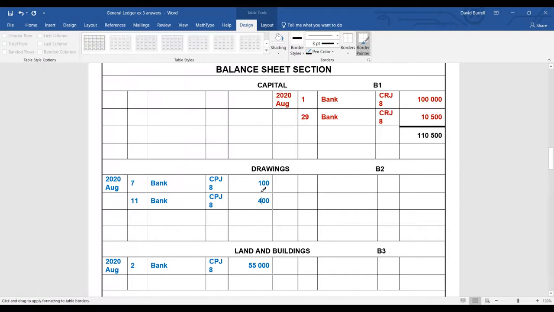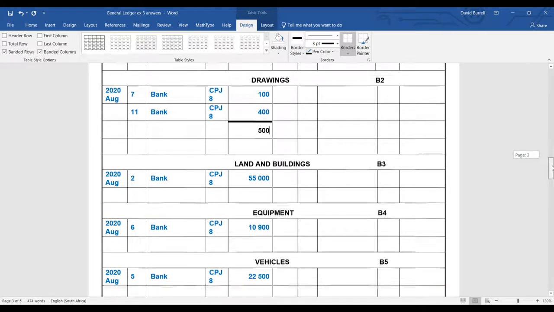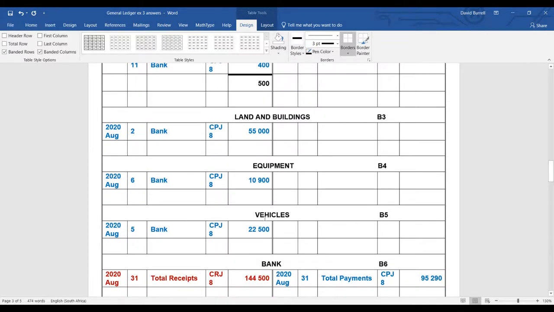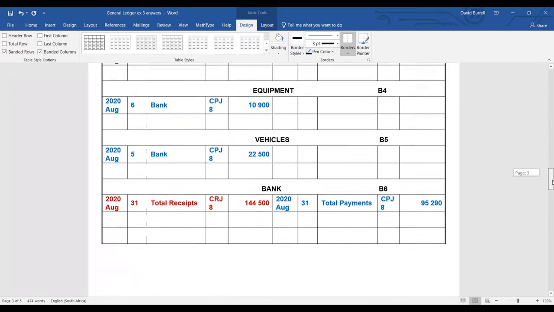If I just go over there, I'm just going to draw a line underneath. And then I will just add up my 100 and my 400. That's those two amounts over there, the 100 and the 400. Definitely no calculator, you get 500. Land and buildings, equipment, vehicles, there's just one entry in each account. So I actually don't need to do anything at all, just leave them.